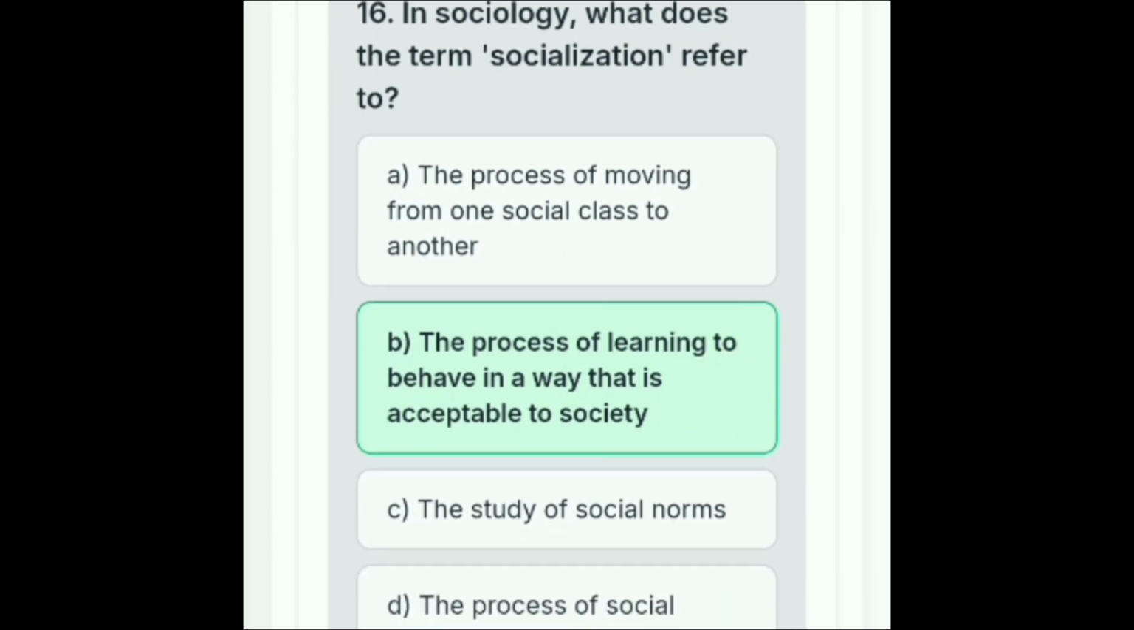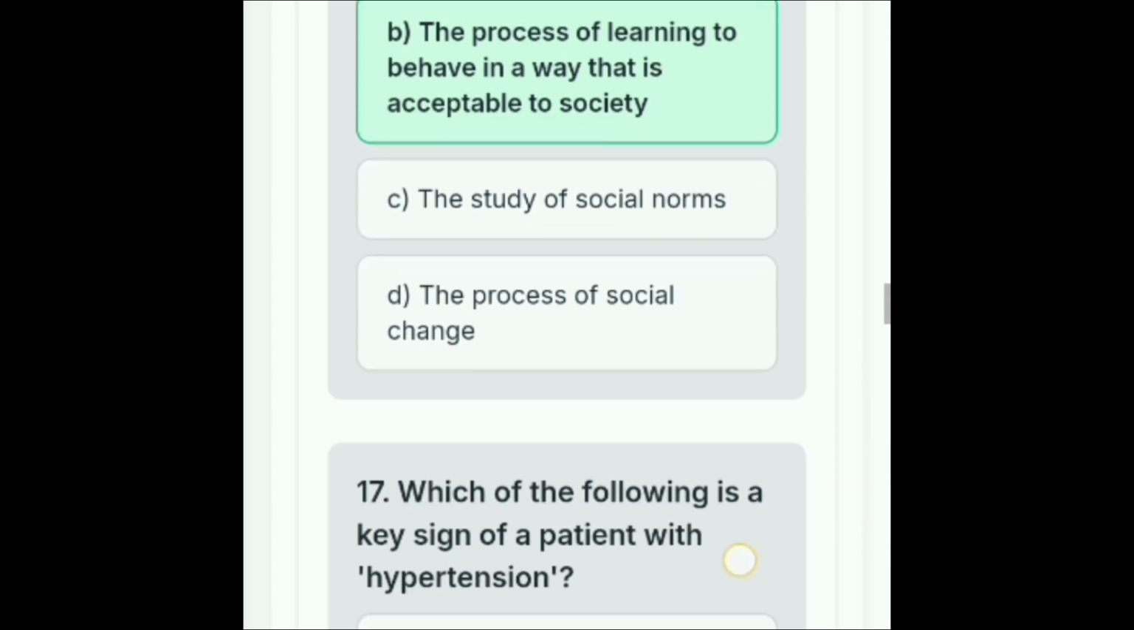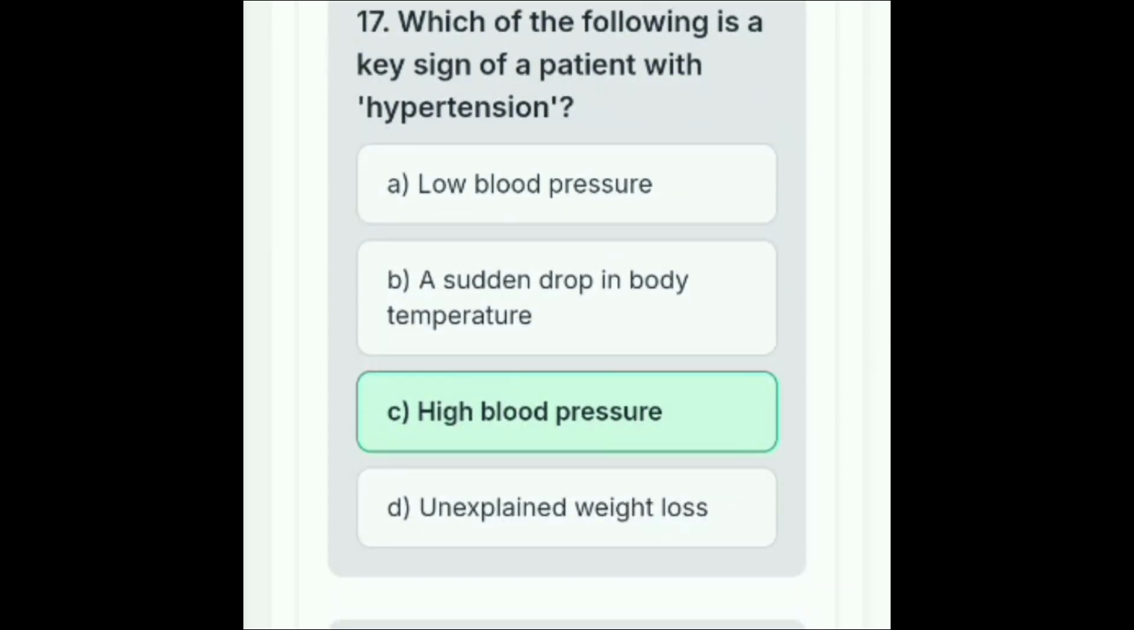16. In sociology, what does the term socialization refer to? Option A, the process of moving from one social class to another. Option B, the process of learning to behave in a way that is acceptable to society. Option C, the study of social norms. And D, the process of social change. So B is the right answer.